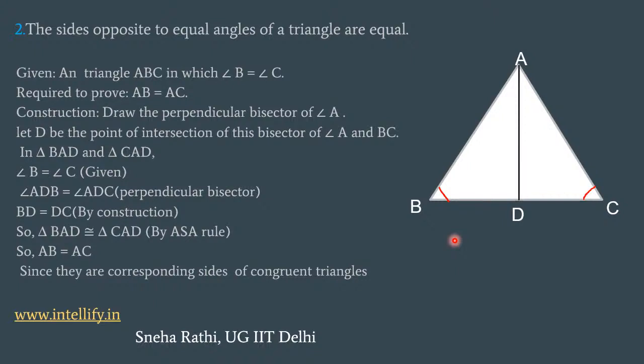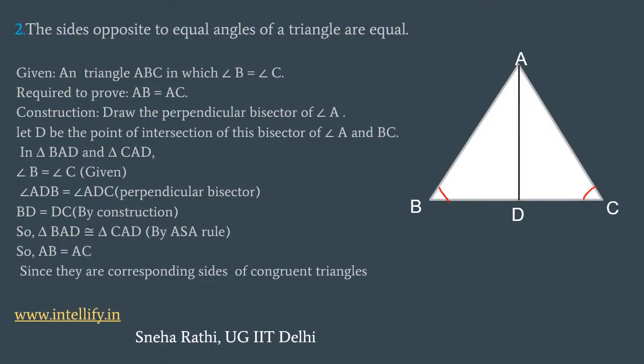For this you need to do a construction. You need to draw a perpendicular bisector of angle A, which means that angle BAD will be equal to angle DAC, and angle ADB and angle ADC will be 90 degrees because it is a perpendicular bisector, and BD will be equal to DC. Now let us consider triangle BAD and triangle ADC.